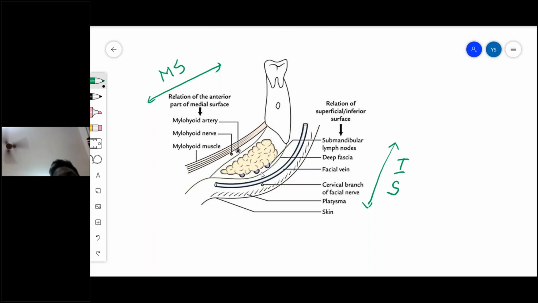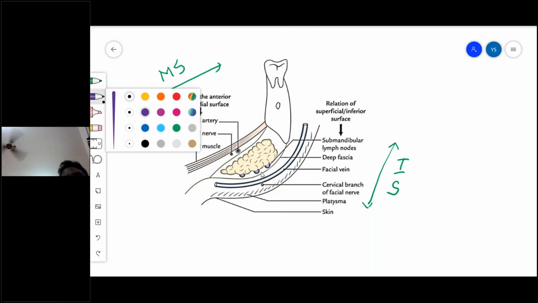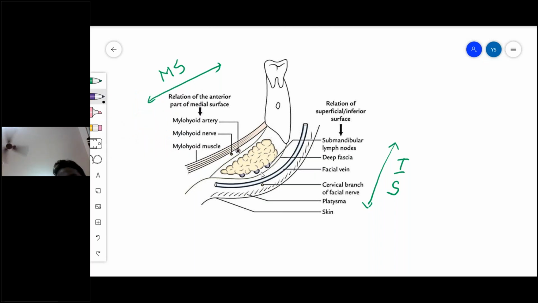And this picture is the cross section of the mandible, and we take the cross section across the mandible and also submandibular gland. If we take the cross section through it, we can see this picture. So in this picture we can see the two surfaces relations. One is the medial surface, another one is the inferior surface. So see this picture and tell me what are the inferior surface relations. First one, I will show you blue color circles. What is the first one?